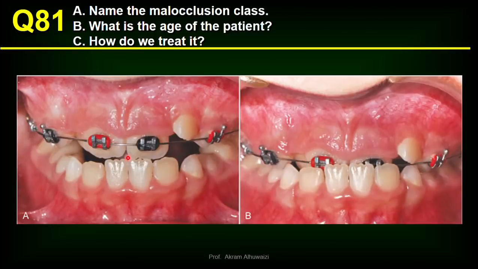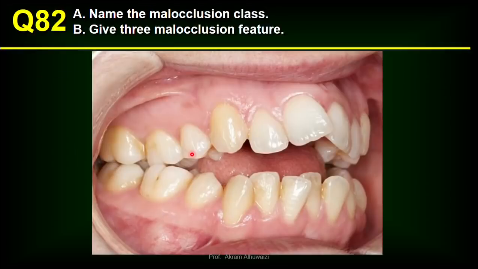Name the malocclusion class. Here the patient can bite edge to edge, but is forced to bite in an anterior position where there's a reversed overjet, so it's a postural class 3. And what's the age of the patient? We look, the patient has only 4 incisors erupted here and here, and the others are deciduous, so the patient is around 8 to 9 years of age. How do we treat it? By just pushing the upper centrals forward so that the patient can bite normally.